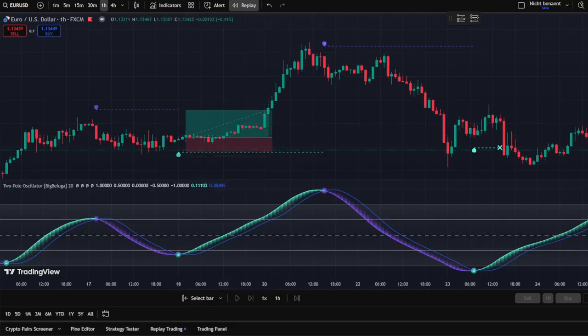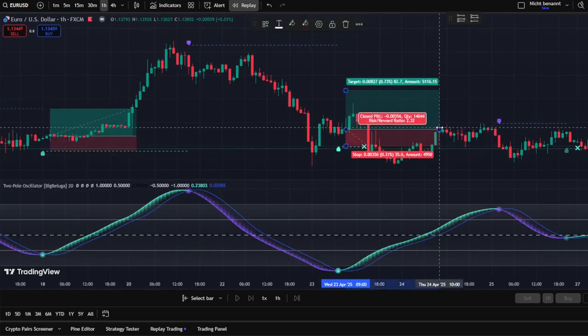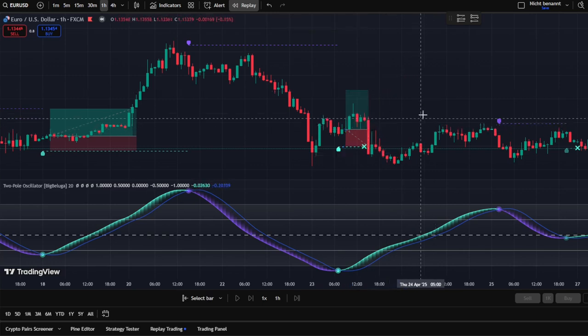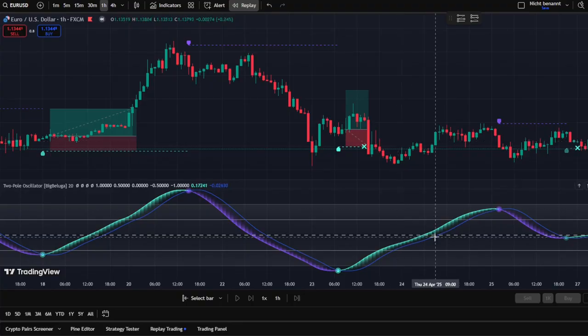Whenever an invalidation level is touched by the price, an X label appears to show that the invalidation level has been triggered, and so the market has moved against our position. Here is the description of how the indicator works.